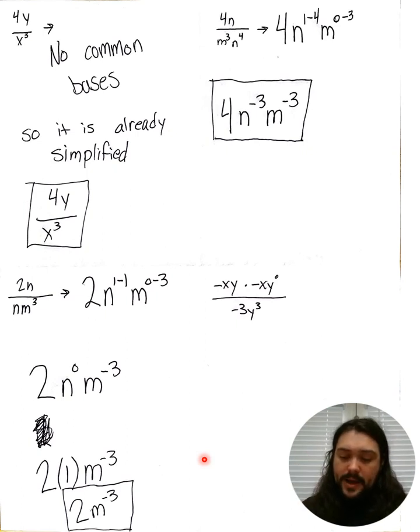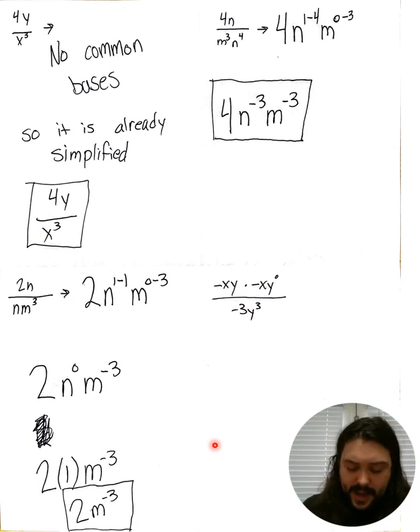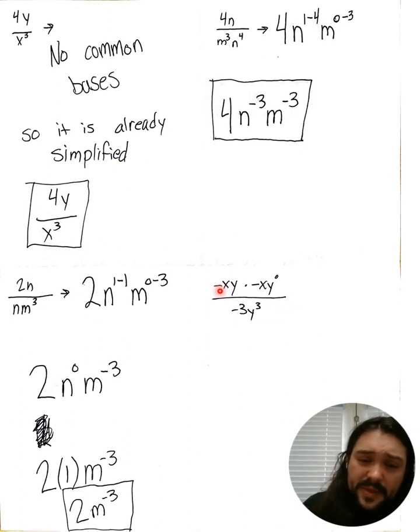Okay. Moving on, we have this next one: negative xy times negative xy to the 0 divided by negative 3y cubed. So here we have a multiplication inside the numerator, right? This has multiple steps going on inside the numerator. It's not simple like these ones.